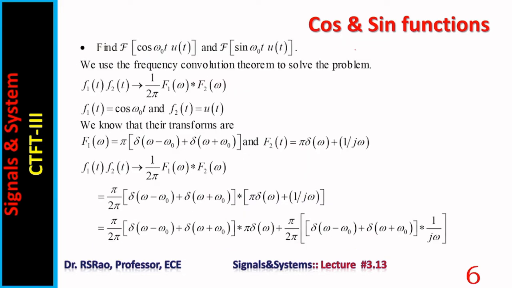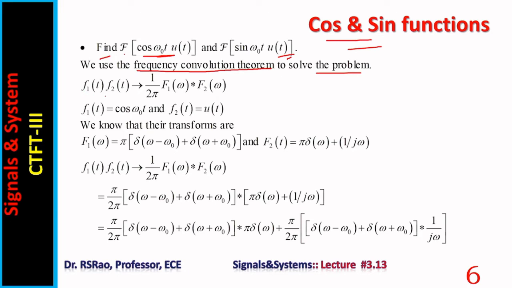Now we consider one-sided trigonometric functions, sine and cos functions, to find their Fourier transforms. Find the Fourier transform of cos ω₀t u(t) and the Fourier transform of sin ω₀t u(t). We use the frequency convolution property or theorem to solve the problem. This theorem essentially says multiplication in one domain is equivalent to convolution in another domain, or convolution in one domain is equivalent to multiplication in another domain.